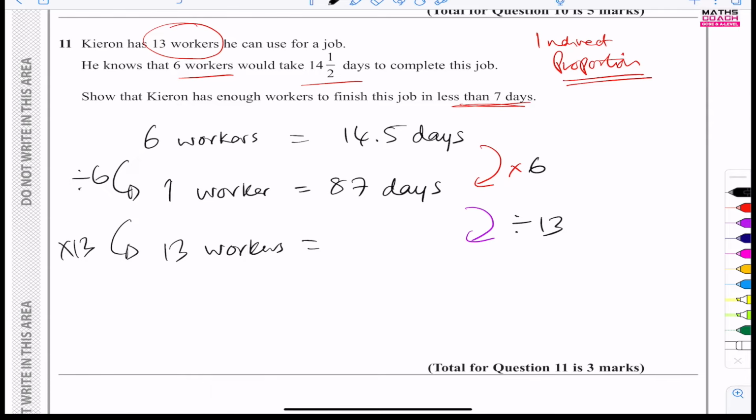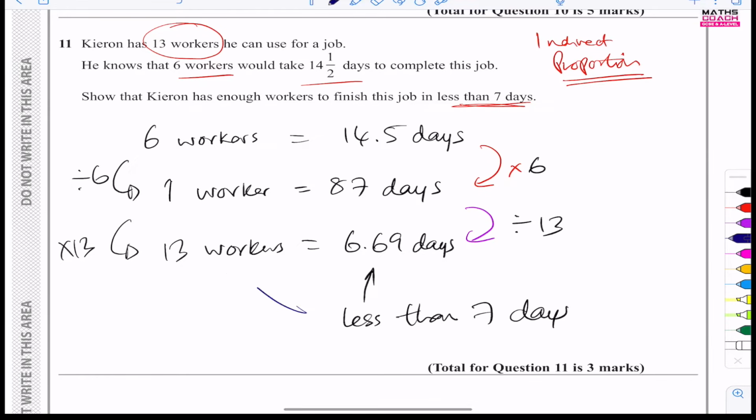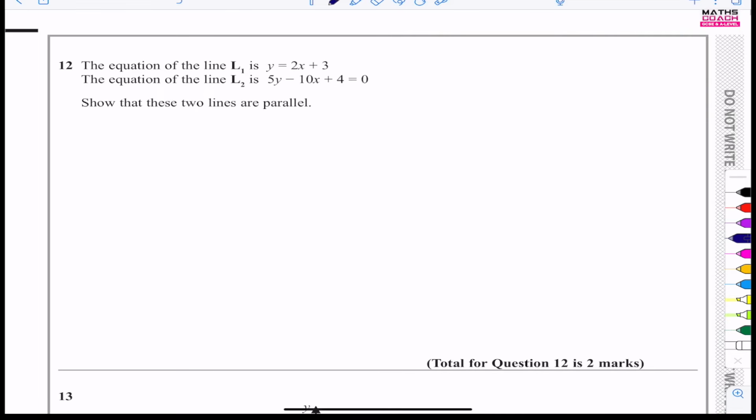So 87 divided by 13, that gives you something like 6.69 days. And that's enough for us to know that we can complete in less than 7 days. So less than 7 days with 13 workers. So yes, he can.